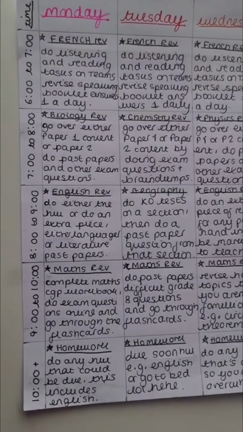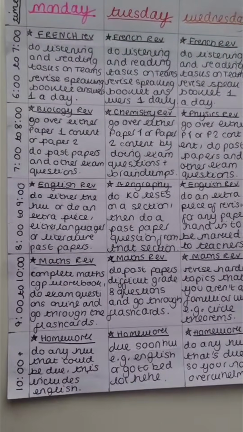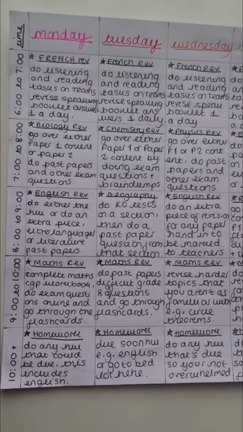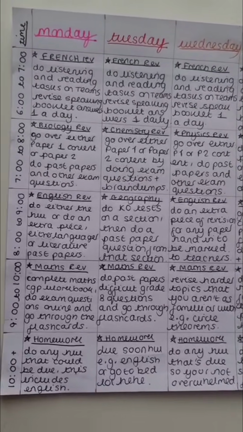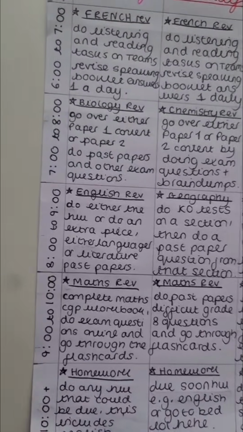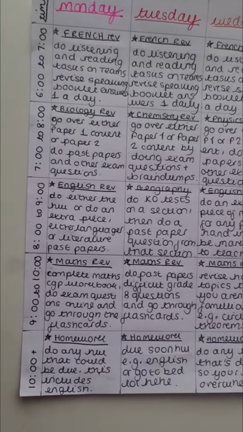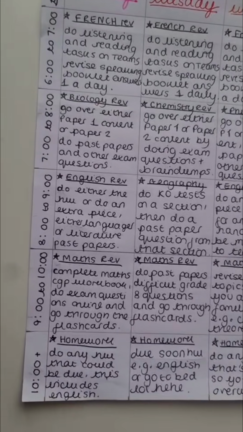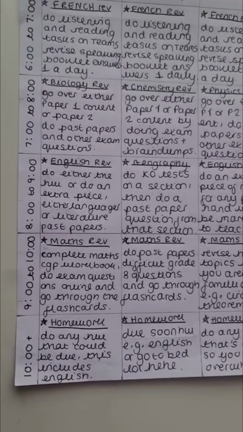Next, from 8 to 9, this is where I take a bit of a break. However, I haven't built the break into my timetable. This timetable is mainly for me to block out the subjects and make sure that I know what subject I can focus on. I chose to do English and maths every single day because I think it's really important that I do my revision for that. So English is from 8 to 9 and maths is from 9 to 10. And from 10 onwards, I normally go to bed.